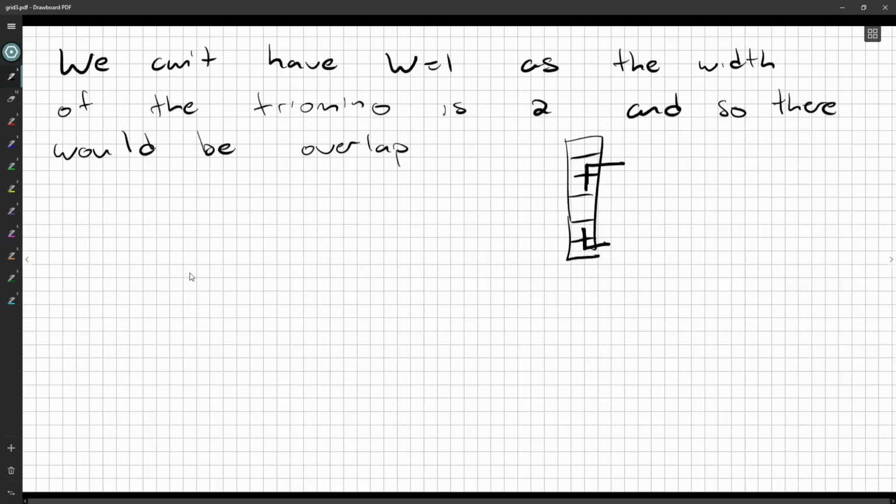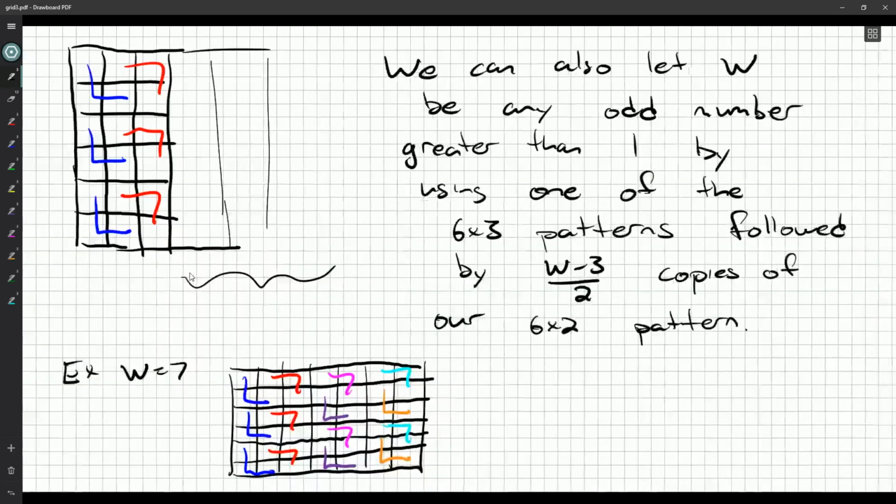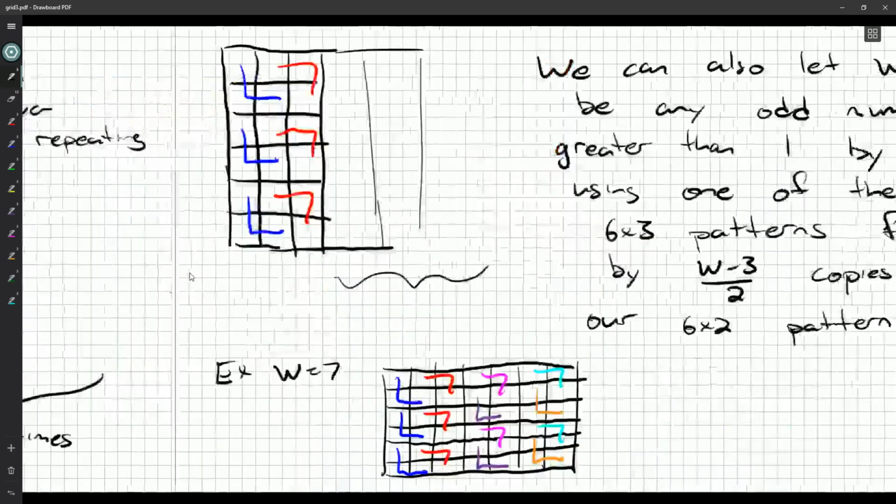Or you could place it like this. Either way, you're going to get some sort of overlap. Okay. So that's a B part. That wasn't so bad. Might have taken a little while.